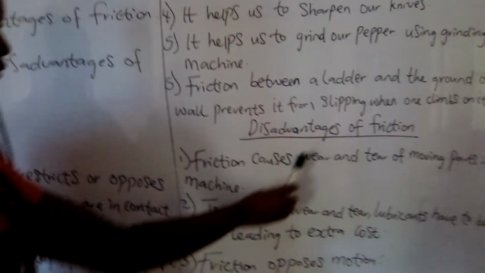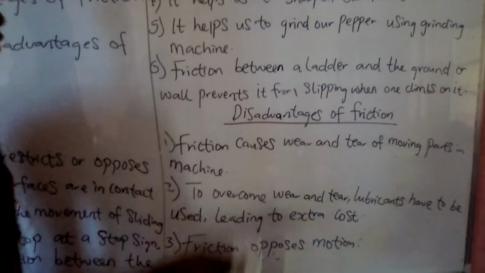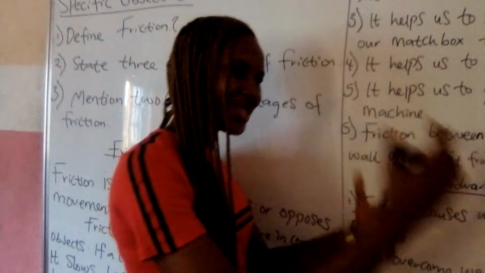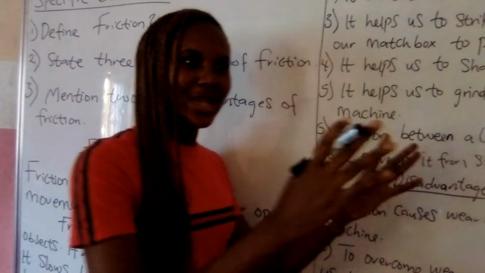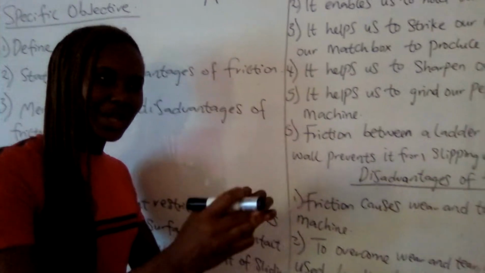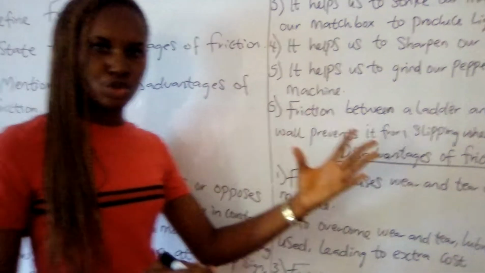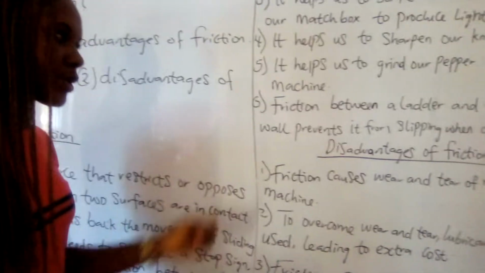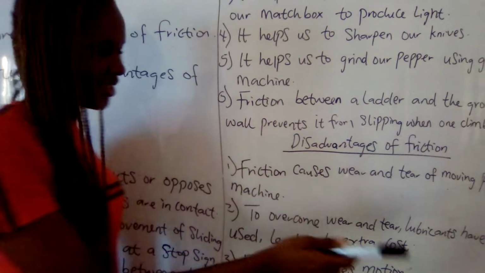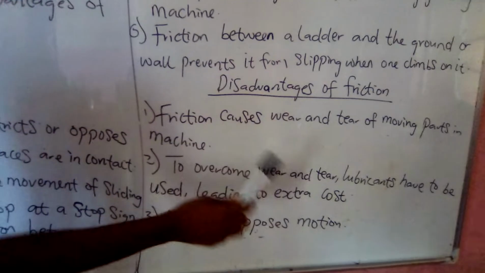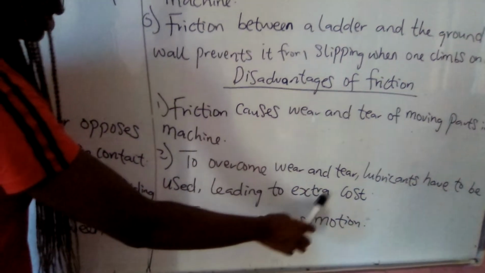Now, disadvantages of friction. 1. It causes wear and tear of moving parts in a machine. When you continue using a machine often and on, there will be a time when you observe that it no longer does the same work or is no longer as efficient as it used to be. This is what we call what? Wear and tear.